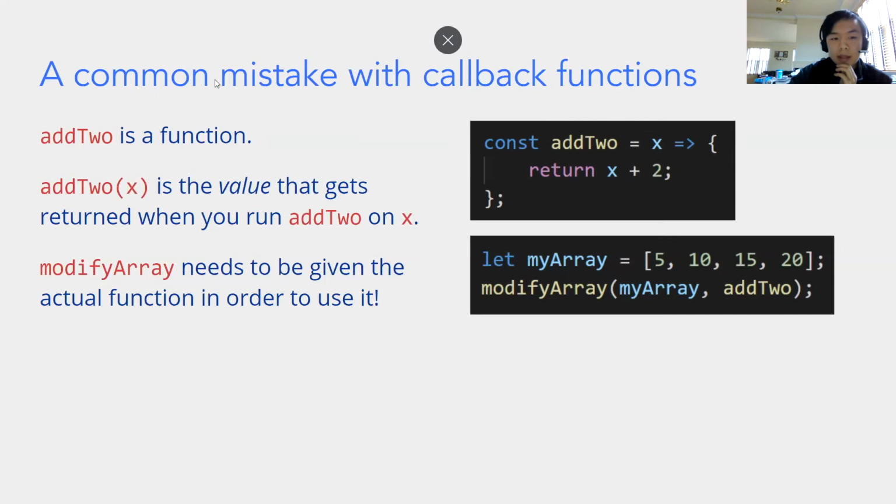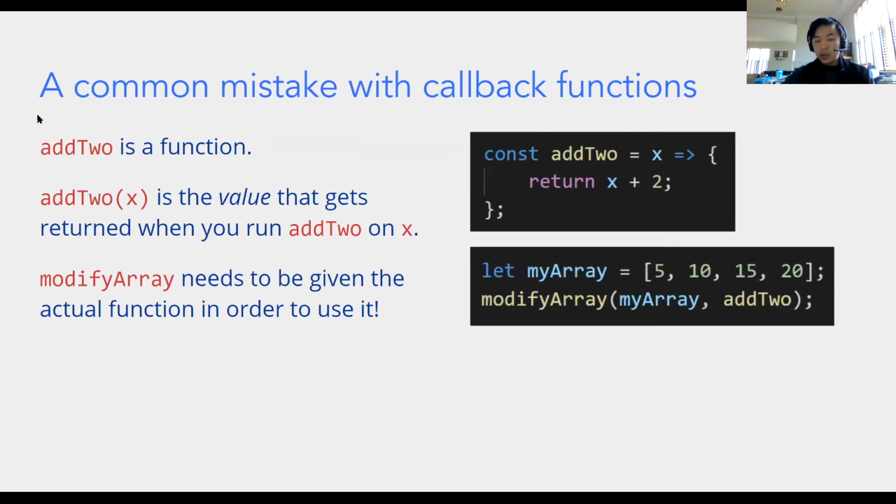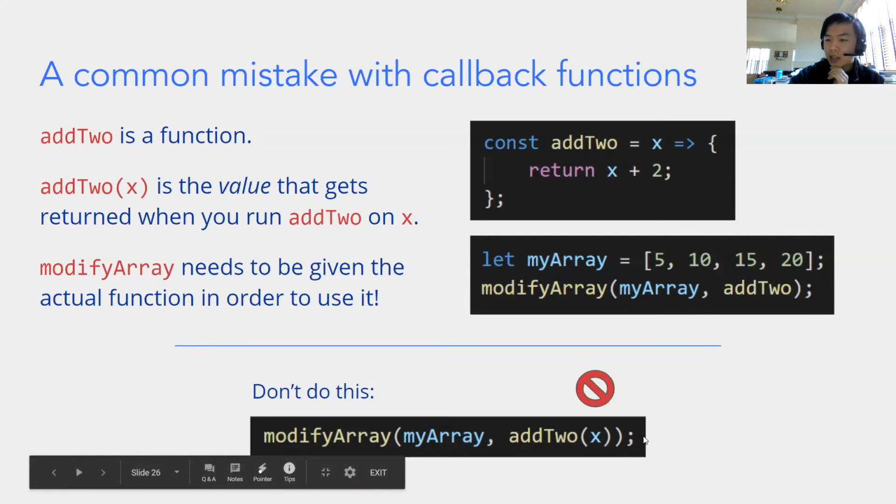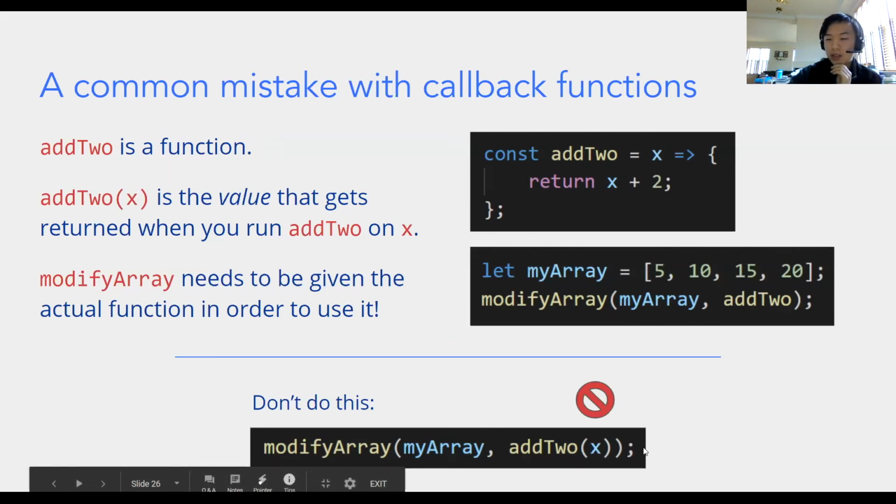So remember that in the previous example, add to is the name of the function. And so when we ran modify array, we had to pass add to in as the callback function argument. Whereas something like add to of x is the value that gets returned if you were to run add to on the input x. So this is what we often see, something like this, where people will pass add to of x into the argument.